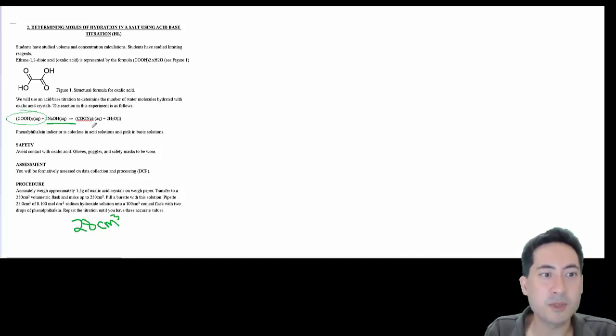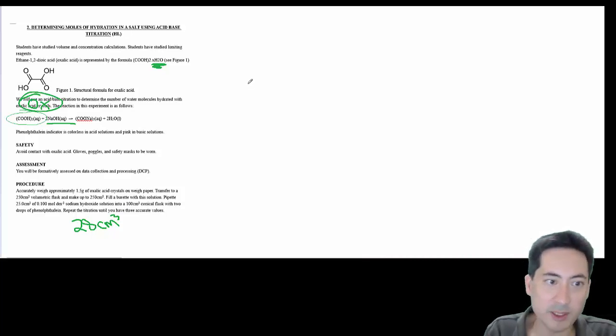All right, so tell me what the moles of hydration are in the oxalic acid. For speed, I'm just going to call that OX. I'm going to try to do this quickly, but I'm not going to edit it, so that's going to slow it down a little bit.